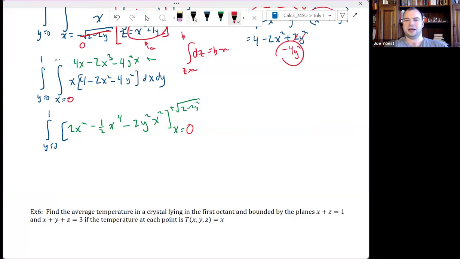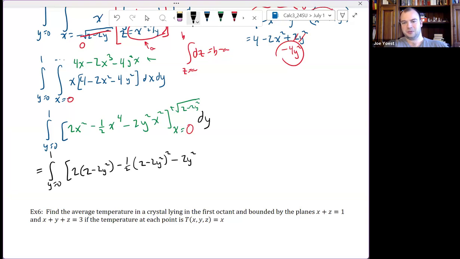And now, okay, this is looking reasonable. Whoops, this gets a dy. So 2x squared is 2 times 2 minus 2y squared. Minus 1/2 x to the 4th is 2 minus 2y squared squared. And then minus 2y squared times x squared is 2 minus 2y squared. All of this dy.